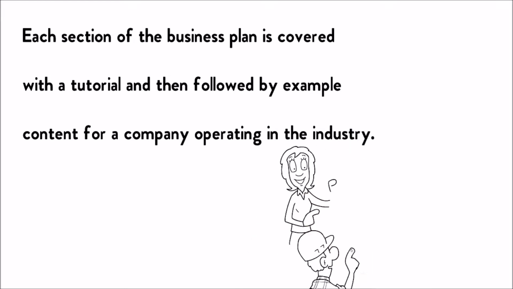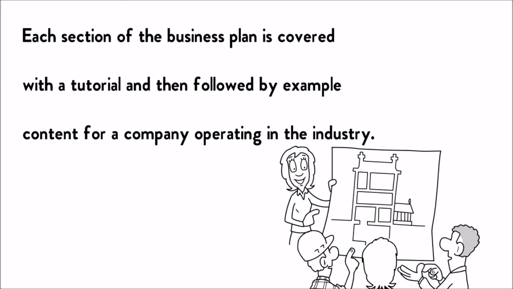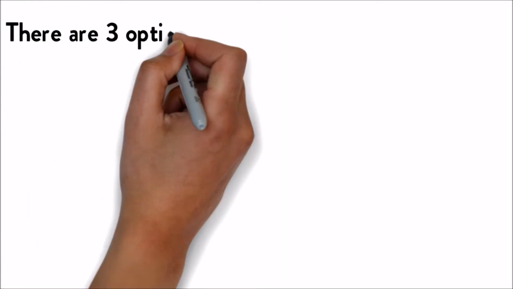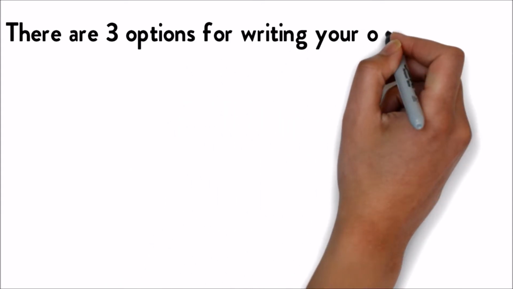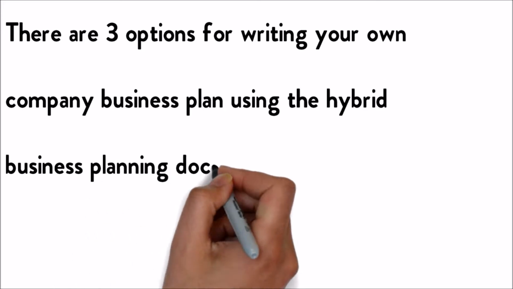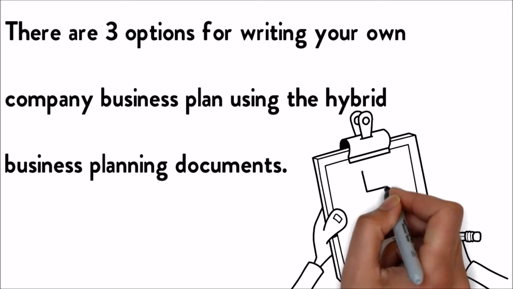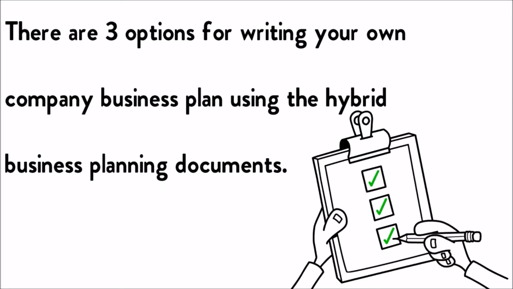There are three options for writing your own company business plan using the hybrid business planning documents. 1. Read the instructional content and watch the videos to learn what is in each section of the business plan, then use the template format to write your own plan from scratch.